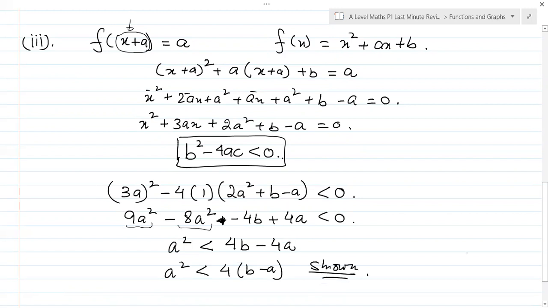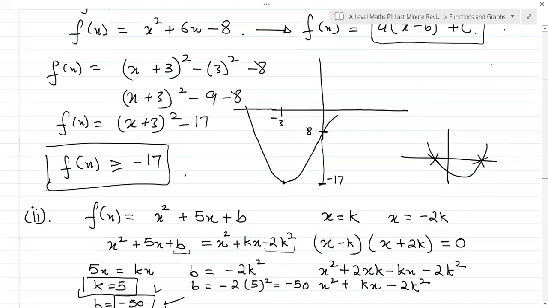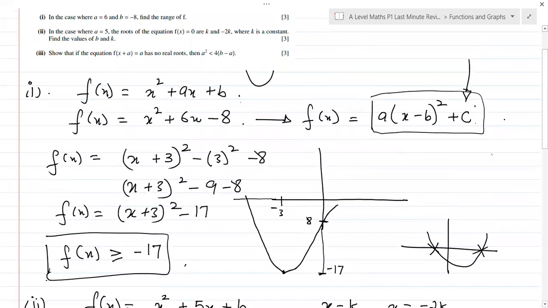So that's done, and that's what we had to show. a squared is equal to this. So that's done. That was the third question. And then we will do this one.